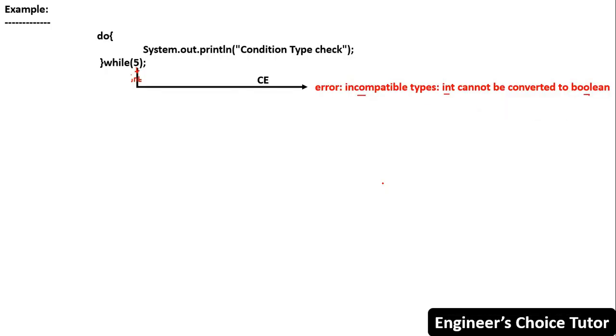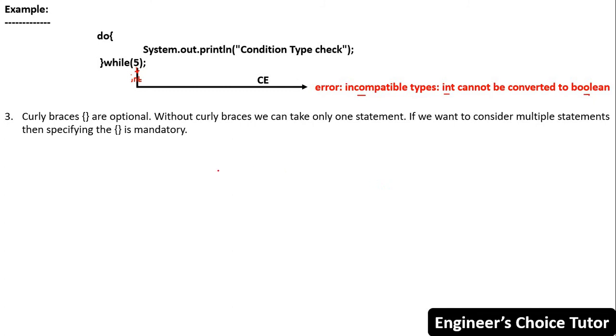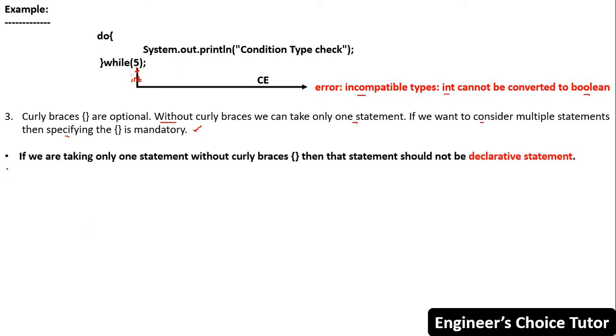Go back to the PPT and the third rule is curly braces are optional. Without curly braces, we can take only one statement. Fine. If we want to consider multiple statements, then specifying the curly braces is mandatory. And if we are taking only one statement without curly braces, then that statement should not be a declarative statement. Remember this point. This point we have already covered in the case of while loop. Fine. So let's see one example.